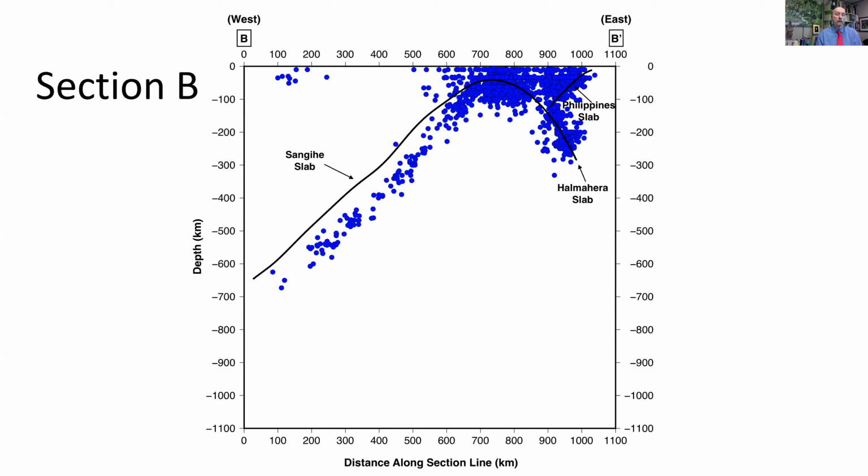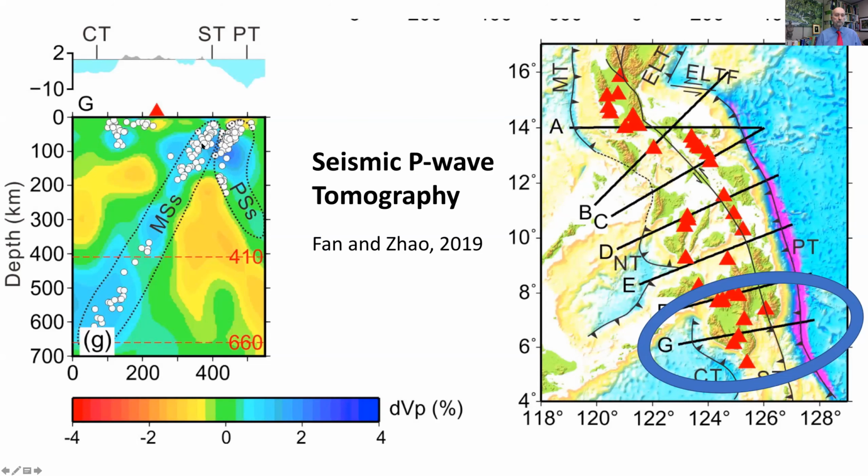Now we can look at this also from seismic tomography. So let's look at the P-wave tomography of Fan and Zhao 2019. And they can follow the subducting plate by looking at the P-wave velocity.